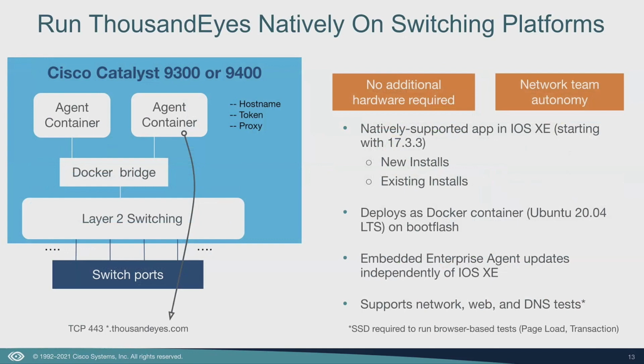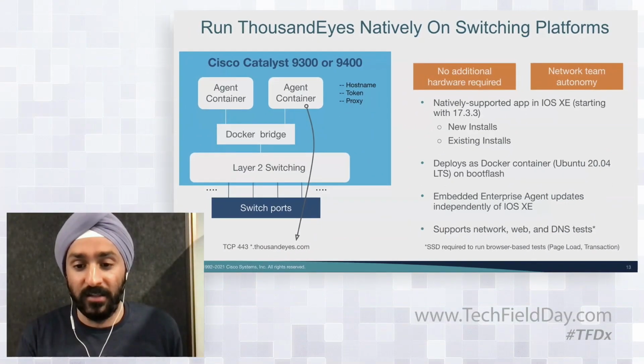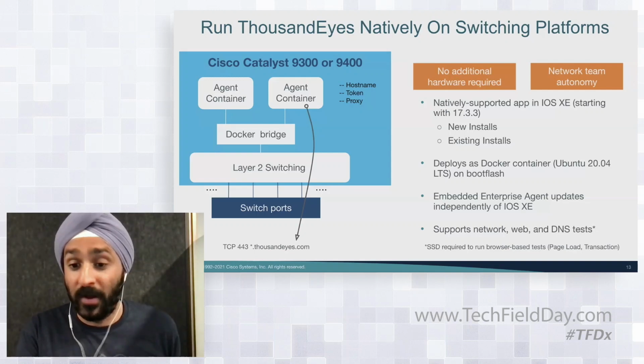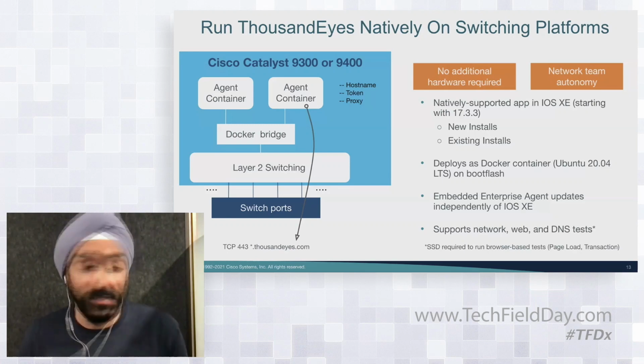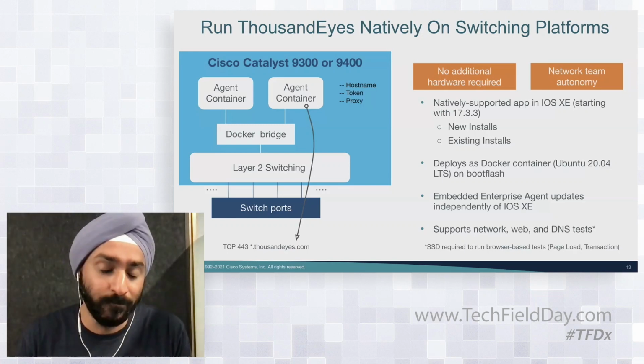The only required element here is an iOS XE update to 17.3. If you're a new install, and by that we mean you purchase a 93 or 9400 switch starting April 5th, 2021, the agent is already embedded in manufacturing. So when the switch arrives at whatever site you're ordering this to, the agent Docker image is already there, and it just needs to be instantiated and spun up using either the CLI or DNA Center for the orchestration.